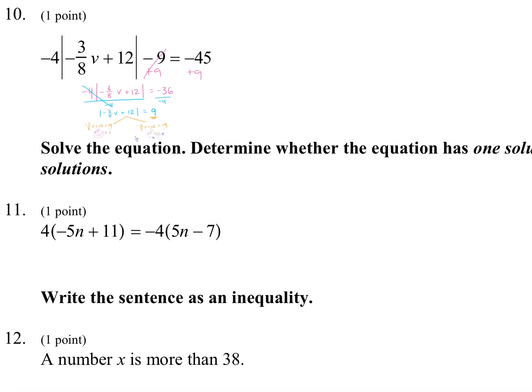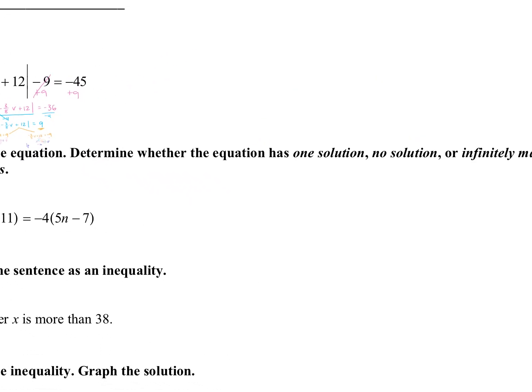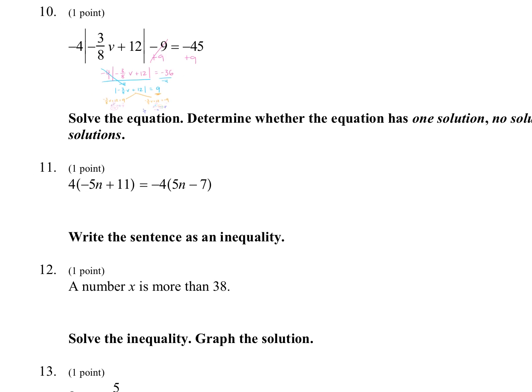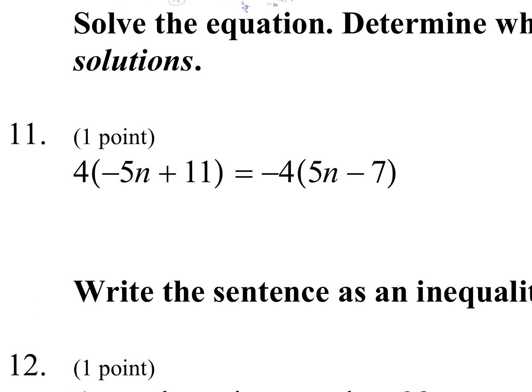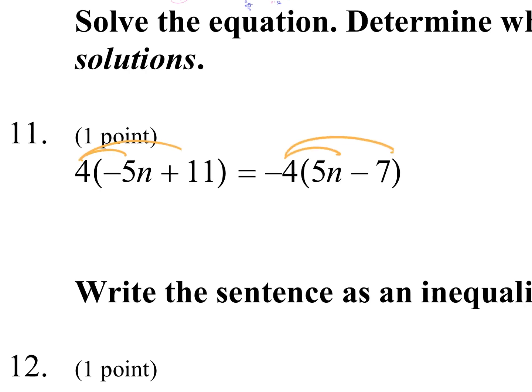For number 11, we're solving, and we have to determine whether the equation has one solution, no solution, or infinitely many solutions. So it's just a different way of asking us to solve, but we are still doing the same thing. What should I do first to solve? Distribute. So I'm going to distribute. I have to distribute on both sides.